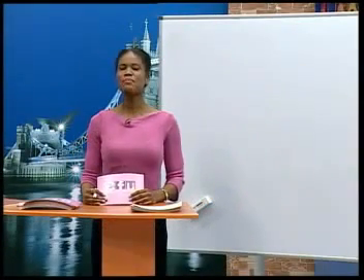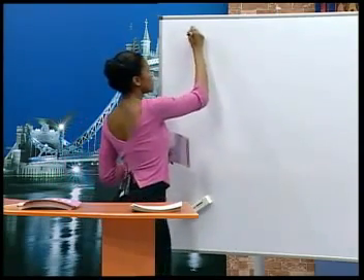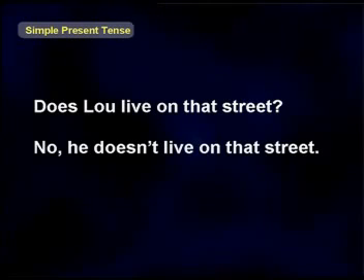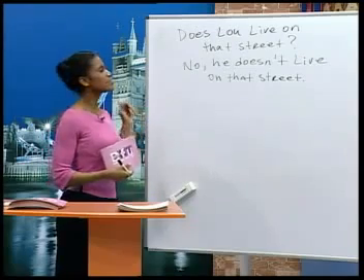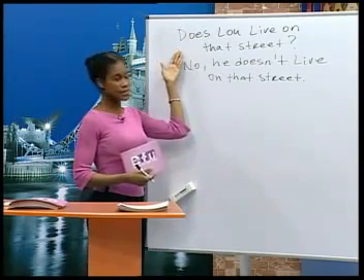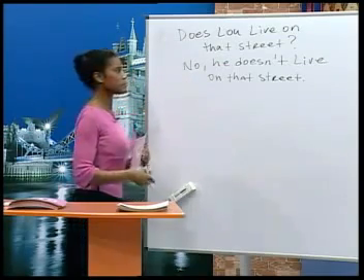Now let's look at the simple present tense in negative and question form. Here are some examples. Does Lou live on that street? Okay, it's a question, right? Answer, no, he doesn't live on that street. All right, let's look at this example. Does Lou live on that street? No, he doesn't live on that street.